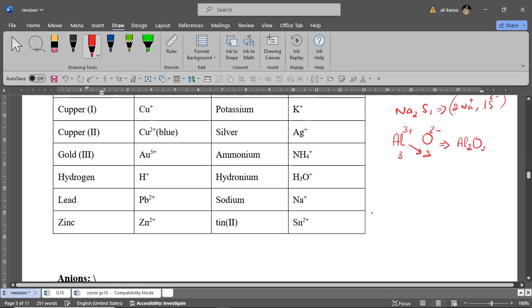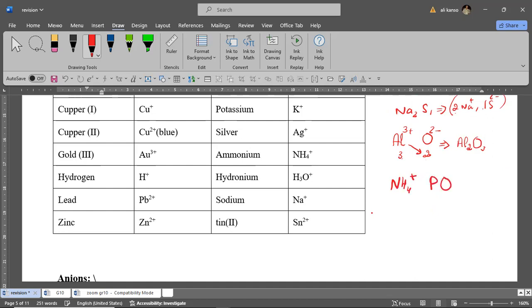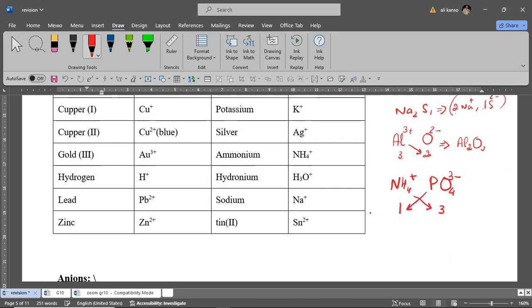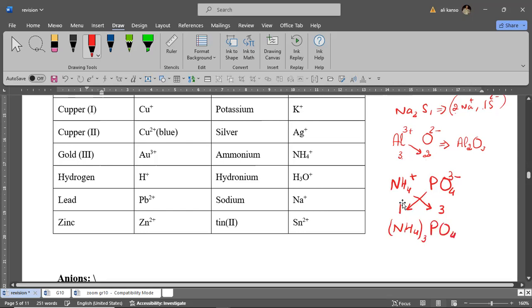Similarly with polyatomic ions. Suppose that we have NH4 plus, ammonium, with 1 plus, and phosphate, PO4 3 minus. To balance charges, here we have 1 charge, here we have 3 charges. 3 times plus 1 is the same as 1 times 3 minus. We crisscross, this by this and this by this. We get NH4 3 times, while PO4 is just 1. This is the first part of the lesson: how can you write the formula unit.